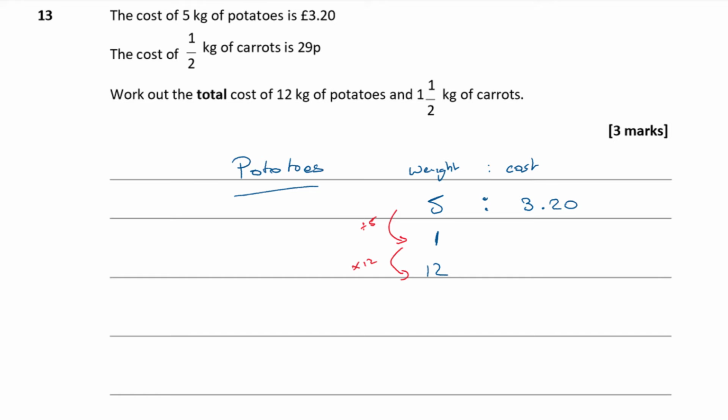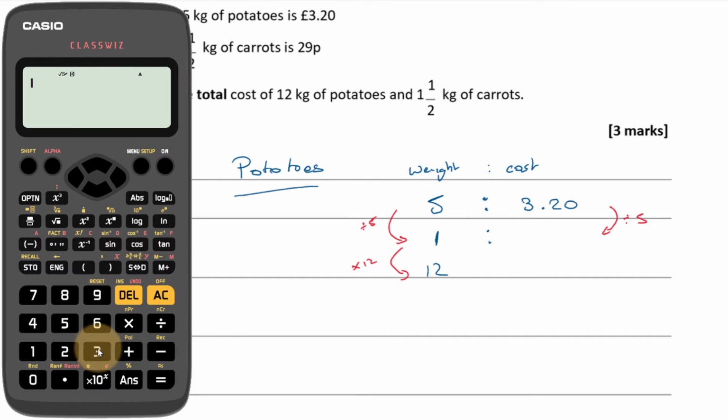Okay, we're going to do the same thing with the other side. So we're going to start with £3.20 for the cost. We're going to divide it by 5 to find the amount for 1 kilogram. 3.2 divided by 5, so that's 64 pence per kilo. And then we're going to take that and multiply it up by a factor of 12. Actually, you don't really need to write down the middle one if you don't want to.